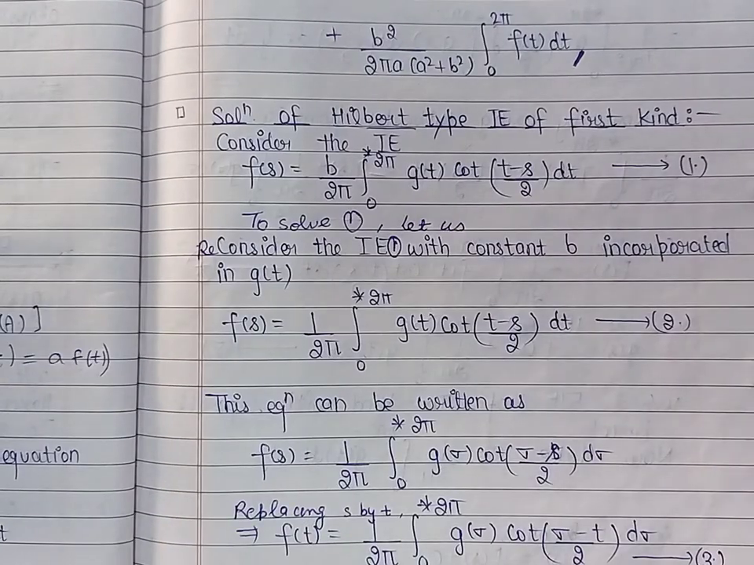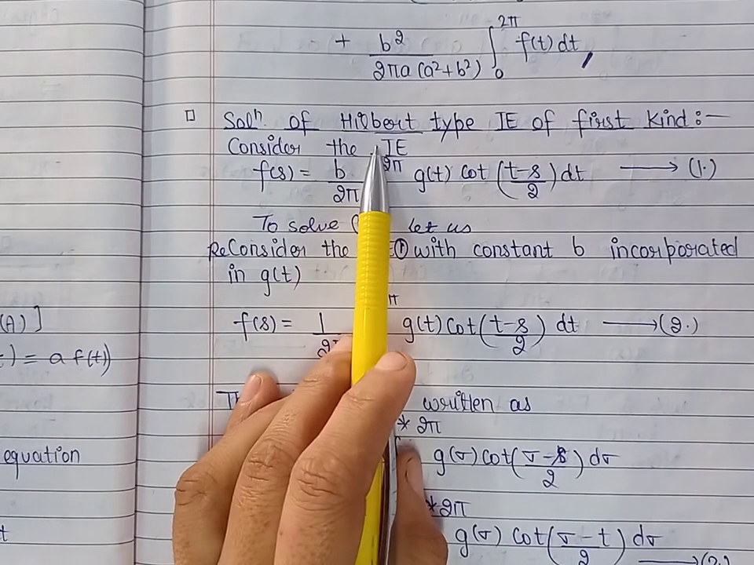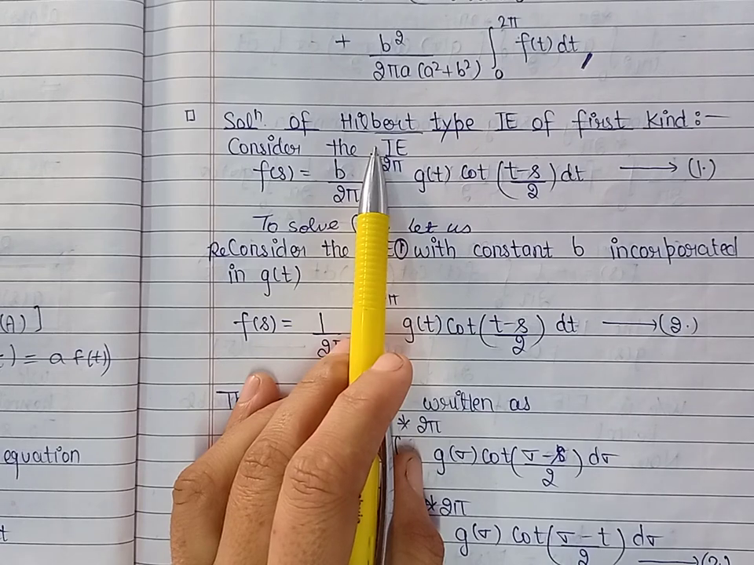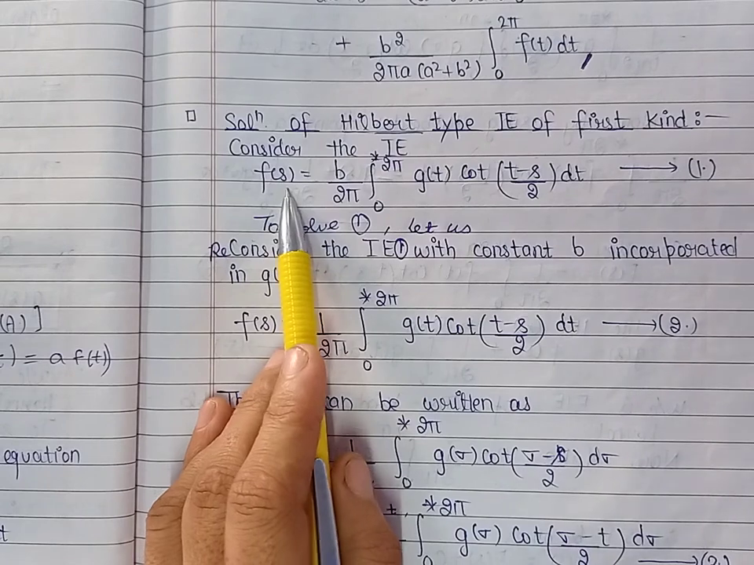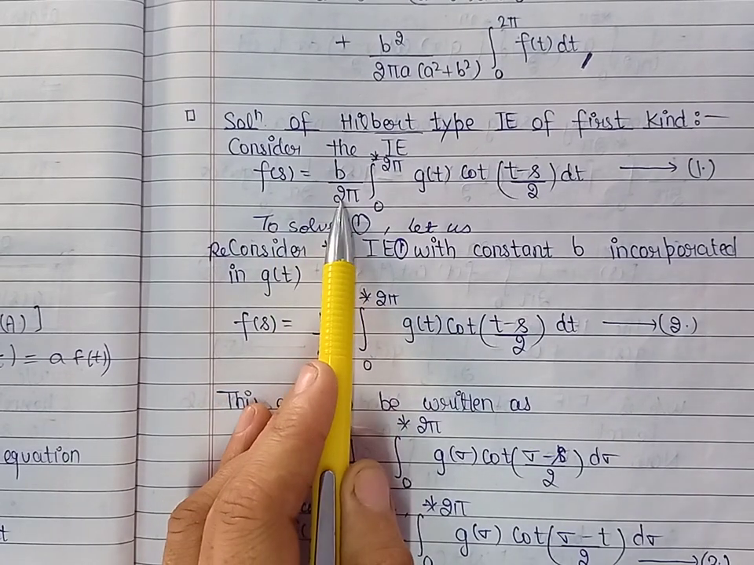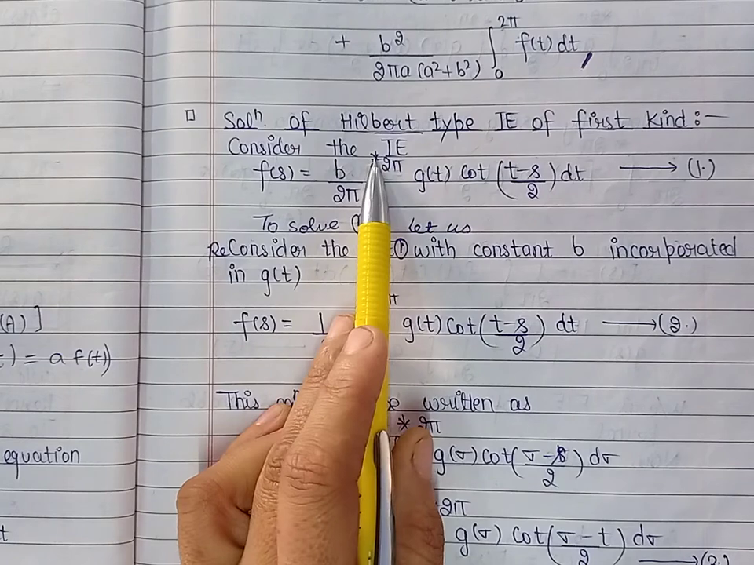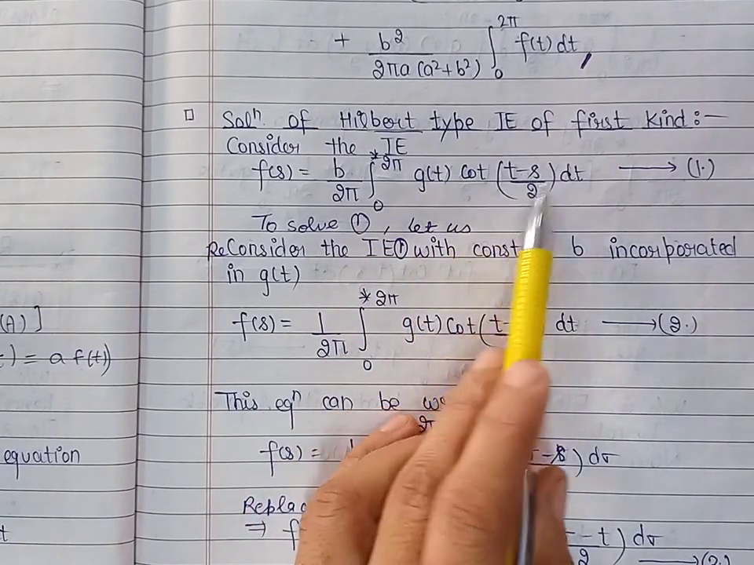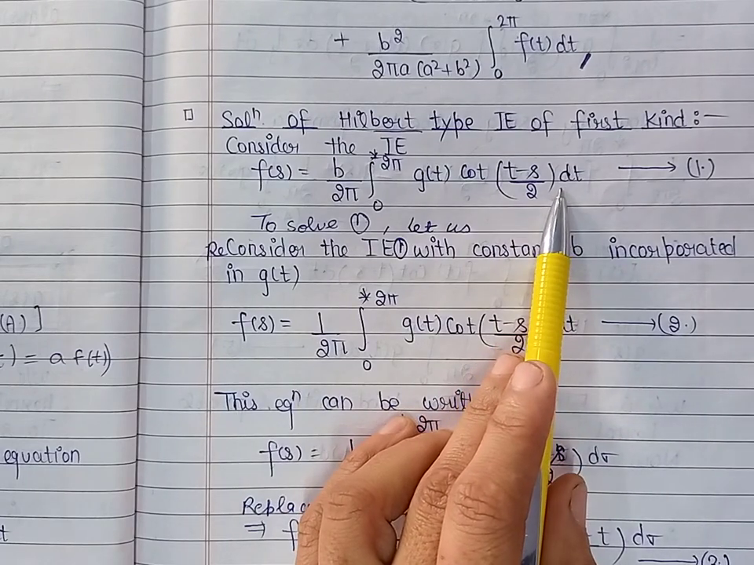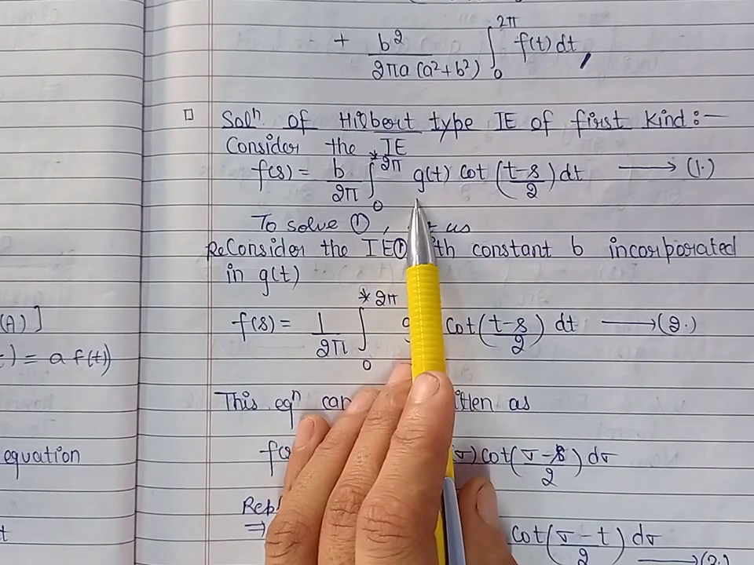Good morning, students. Our last topic of this section is the solution of Hilbert type singular integral equations of first kind. Hilbert type singular integral equations of first kind are given by the equation f(s) = (b/2π) ∫ from 0 to 2π g(t) cot((t−s)/2) dt. We are to find the solution of this integral equation.